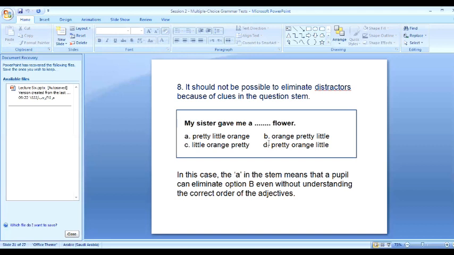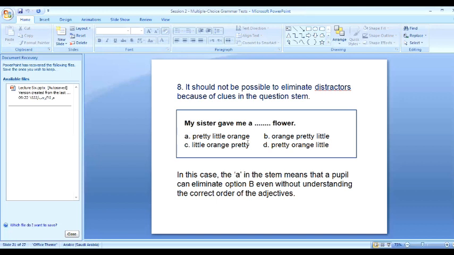Number 8: It should not be possible to eliminate distractors because of clues in the question stem. Some students know that if, for example, the sentence is "my sister gave me a pretty flower," then the option with "orange" cannot be the answer, because it should be "an orange." So they eliminate one option, and then they try to choose from A, C, and D. This is not good.